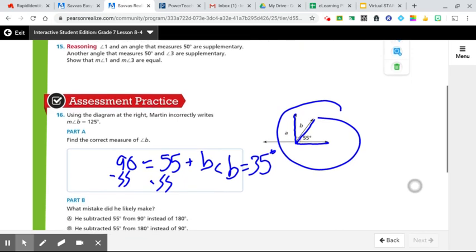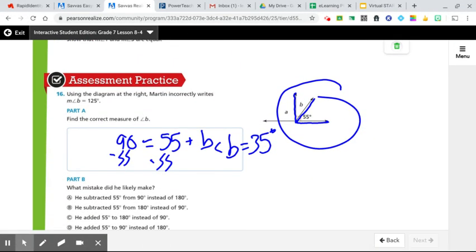Okay, let's talk about part B. What mistake did he probably make? He thought the measure of angle B was 125 degrees. Okay, so first of all, that's way too big of an angle. And what are our choices? He subtracted 55 from 90 instead of 180. No, he didn't do that. So that's a no. He subtracted 55 from 180 instead of 90.